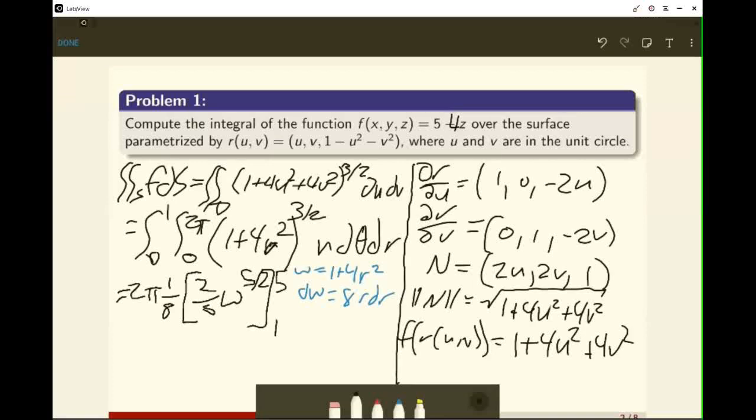Which means that our final value for this integral is going to be sort of not incredibly pleasant looking: pi over 10 times 5 to the 5/2 minus 1.